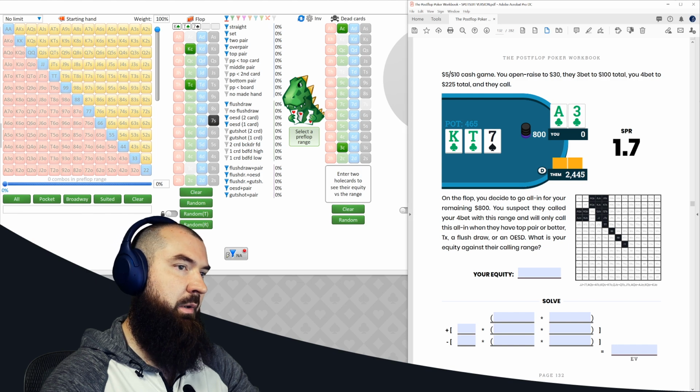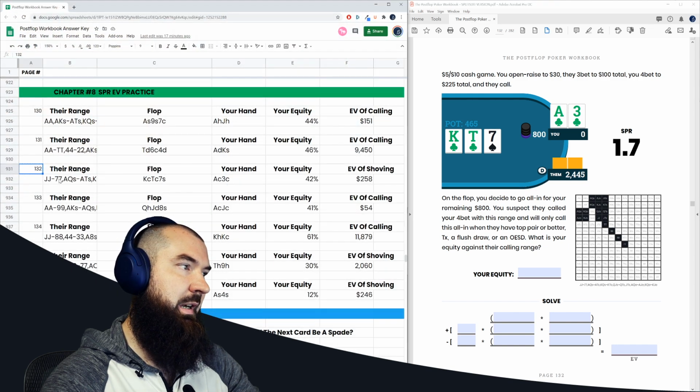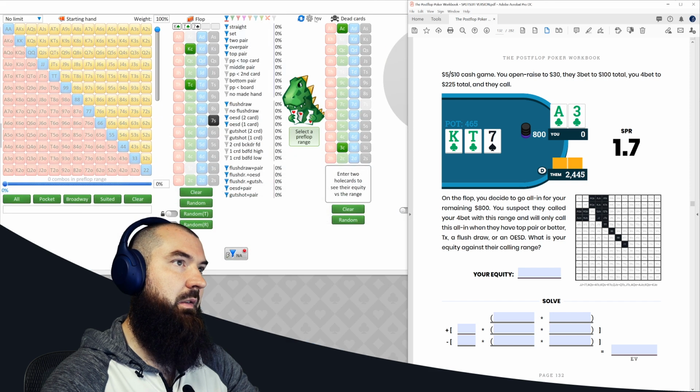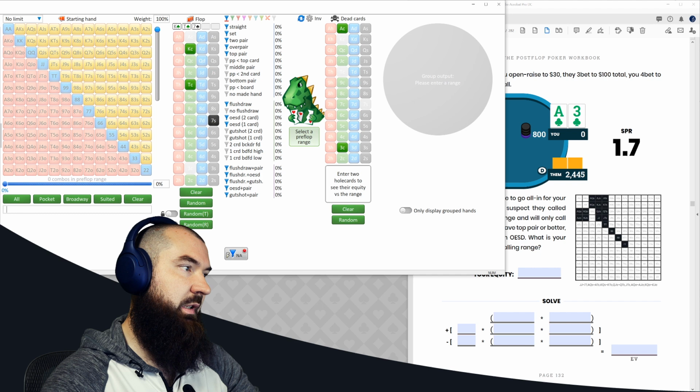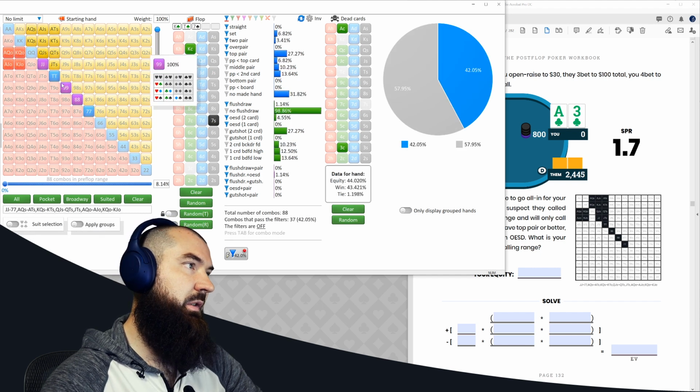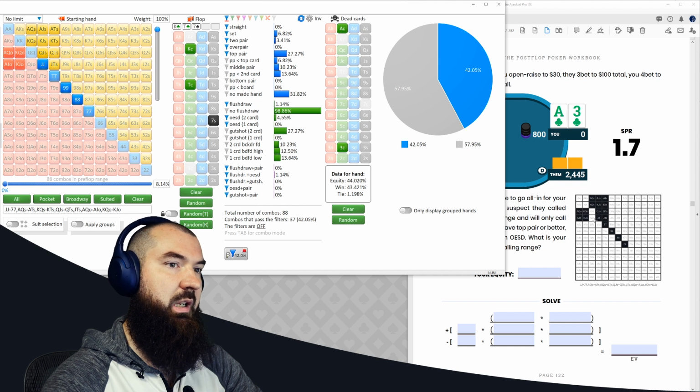We can copy it out of the ebook or we can just get it out of the answer key. So page 132, their range, copy that. And when you're in Flopzilla Pro, just click the little bar down here. It'll give you a blinking cursor, paste, hit enter, and there's the exact range we're looking at right here. And now let's start going to work.